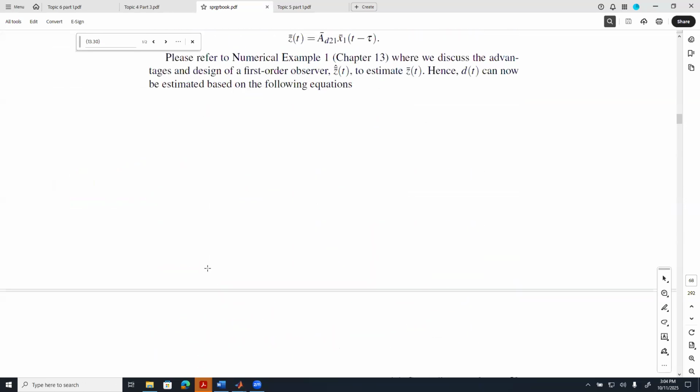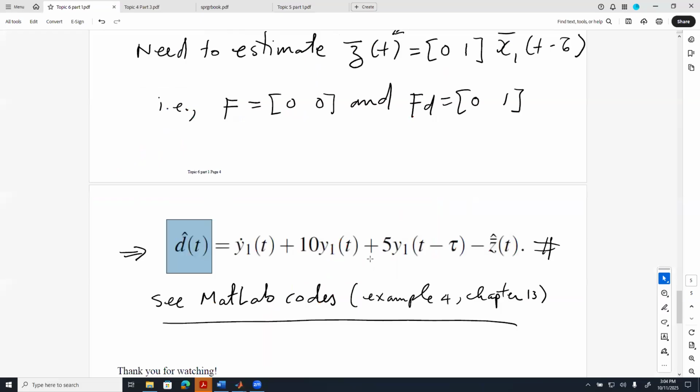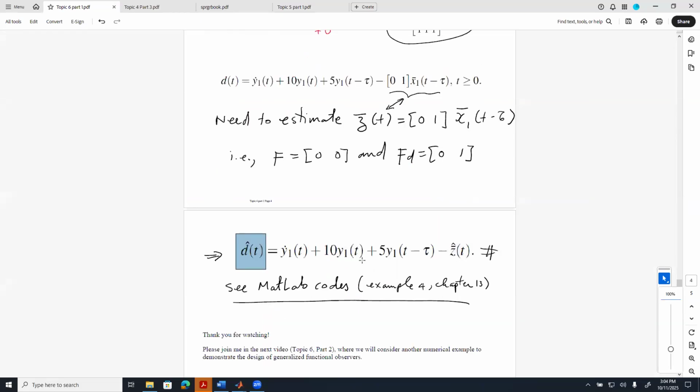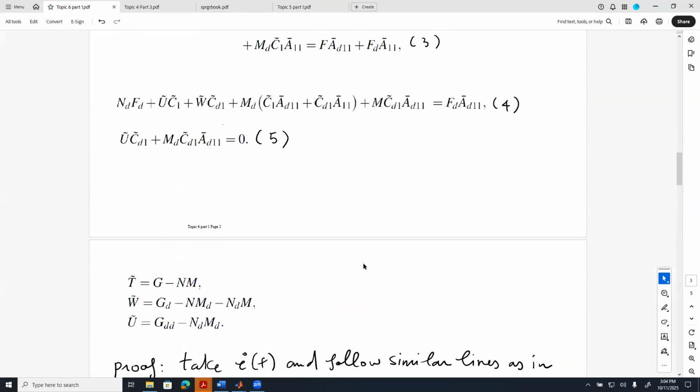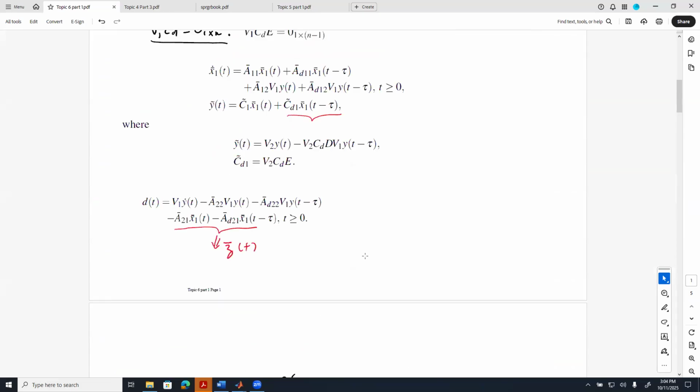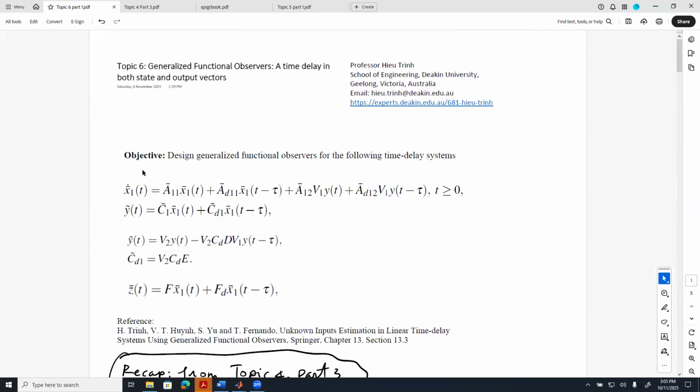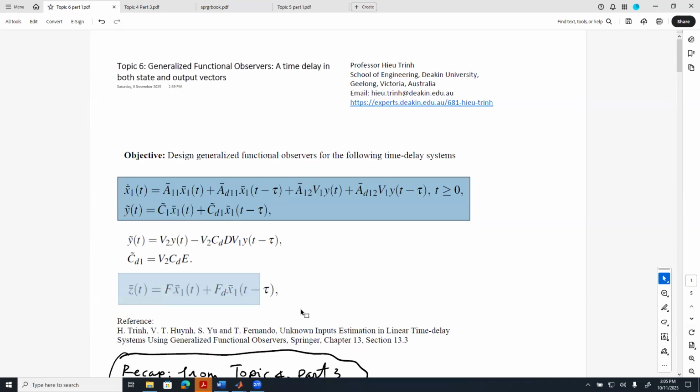All right, so that concludes the discussion of the design of a generalized functional observer to estimate this class of time delay system where we have this delay term in the output measurement vector. Now, I would like to re-emphasize the fact that this is a new problem. Okay, this is a new problem that has not been reported in the literature.